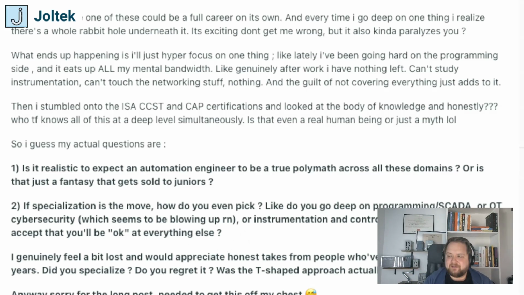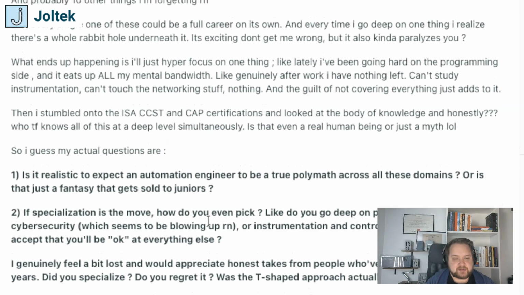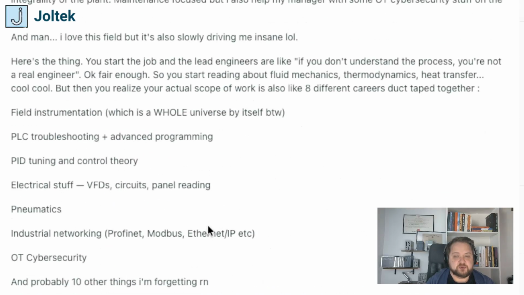So I have a lot of thoughts on this, and I'm going to do my very best to structure them as best as I can. I have not prepared to answer such a long series of questions, so let's tackle them one at a time. Is it possible to know all of these disciplines all at once across all the domains? I would say no. It is extremely difficult.